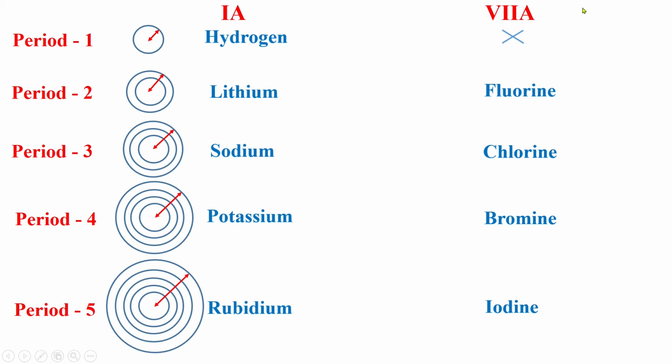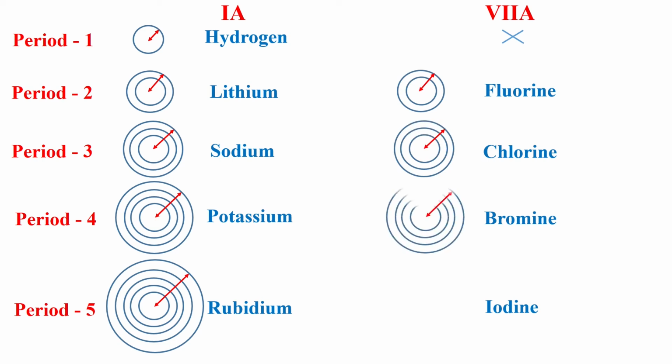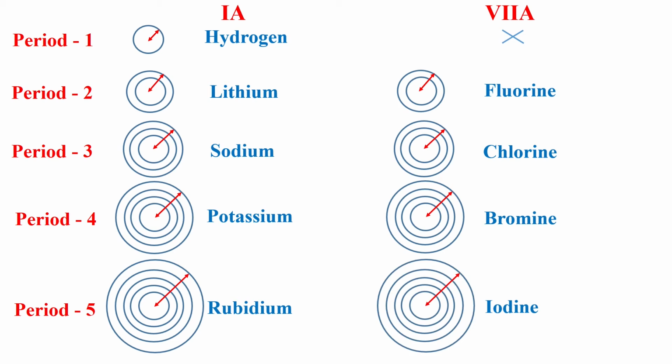But look at this group 7A. I want to show the number of cells in each of the elements. Fluorine has 2, chlorine has 3 cells, bromine 4, and iodine 5. But this group is not a group of metals. This is a group of non-metals, and 7A has 7 electrons in the outermost cell of their atom. They do not donate these electrons to others in a chemical reaction. They have a tendency to gain electrons from others to form an octet.